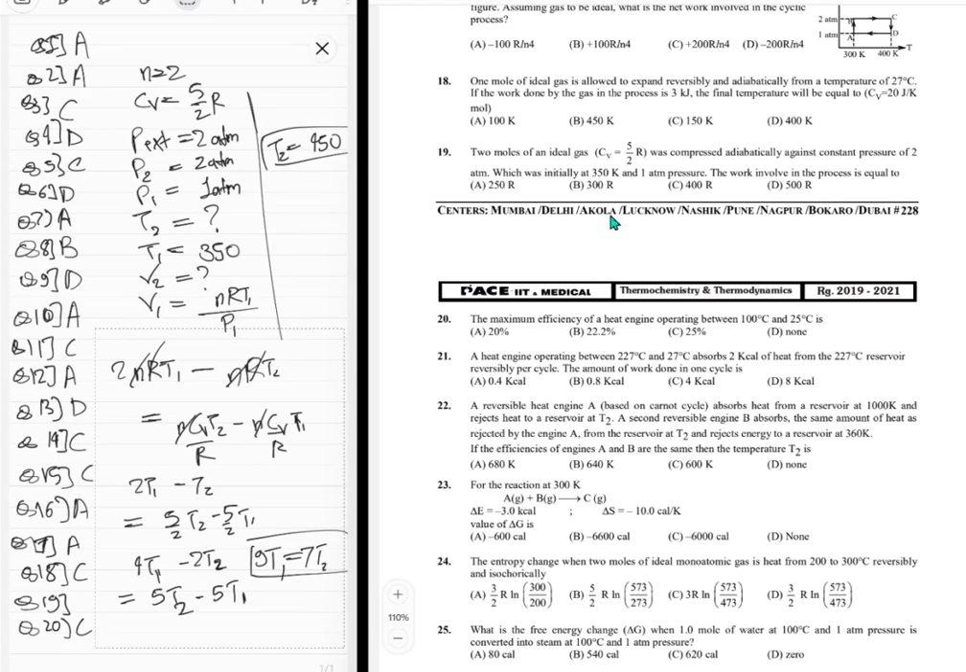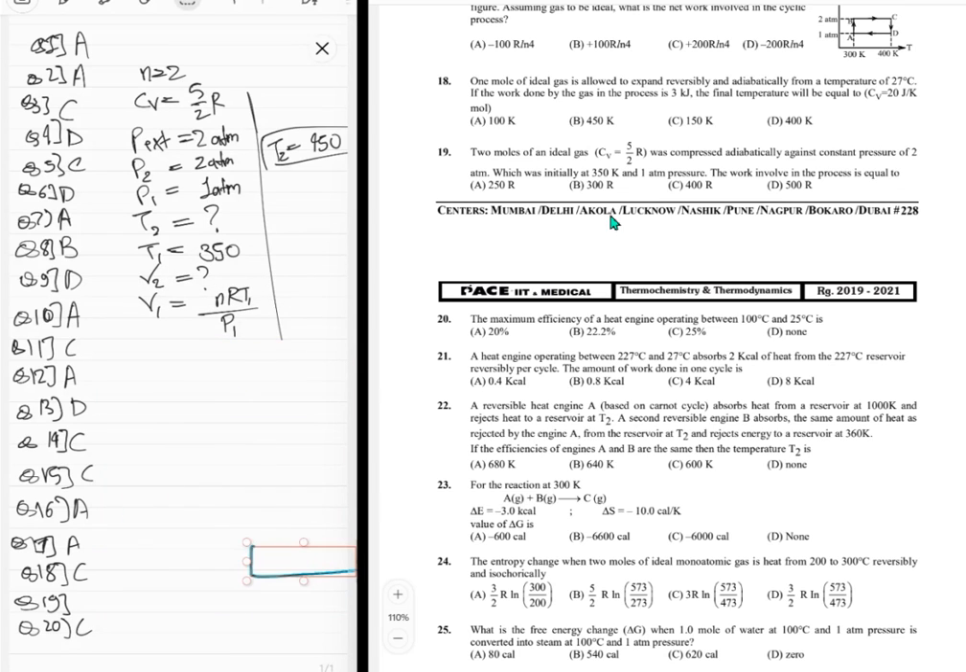So now we got T2, we can definitely figure out the work done. So work done is the same thing as change in energy. That's just nCV delta T. So 2 into 5 upon 2R into delta T, which is 450 minus 350, 100. That's 500 R there, which is D.